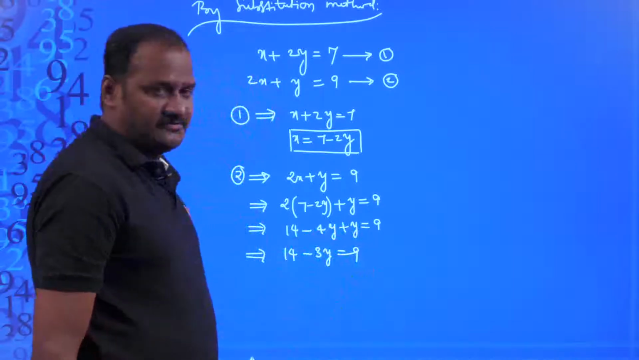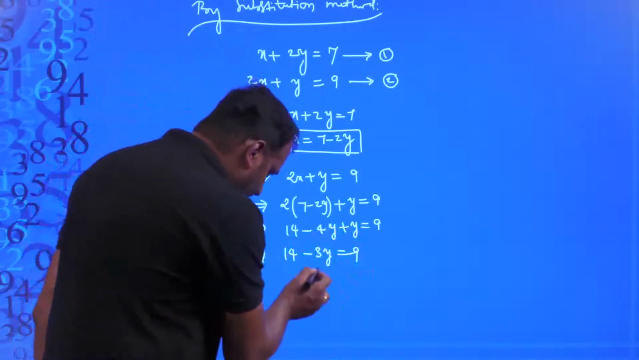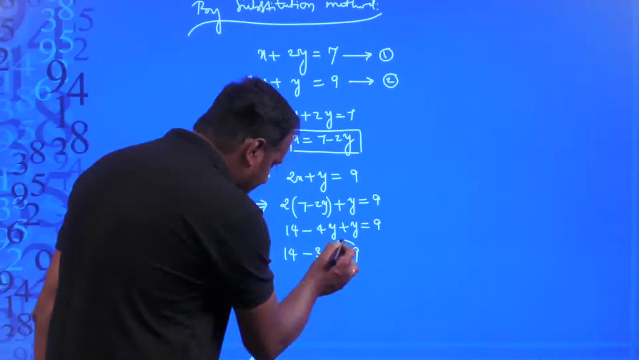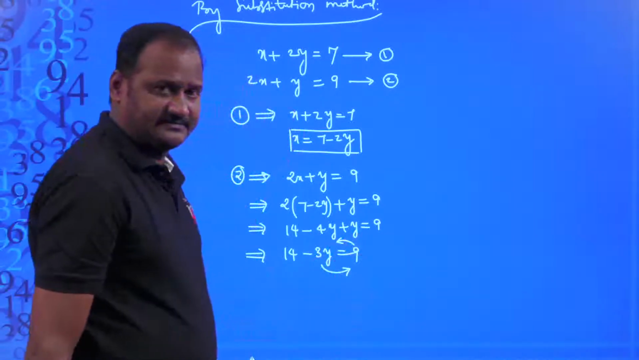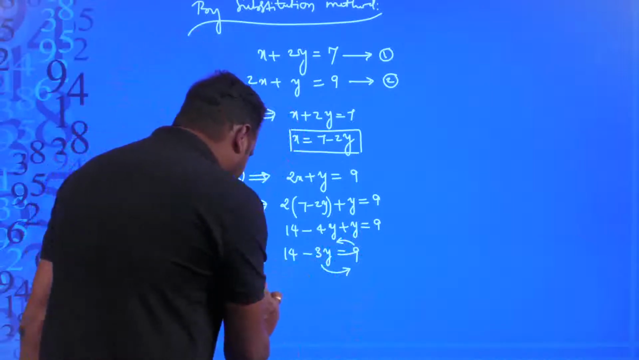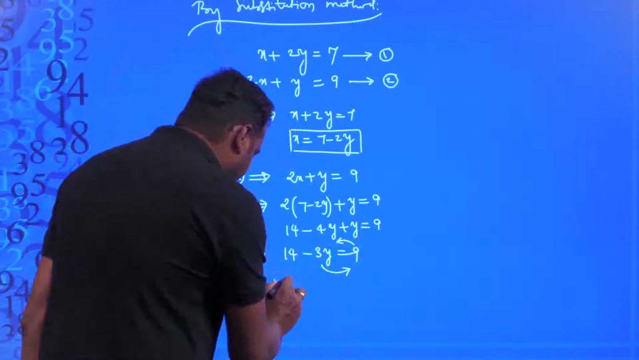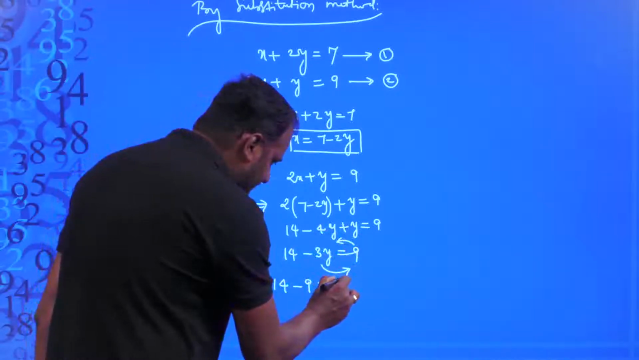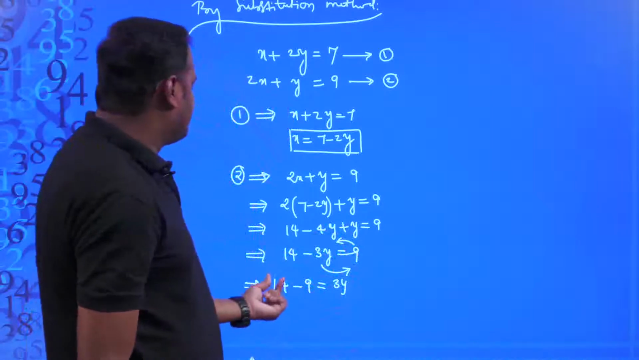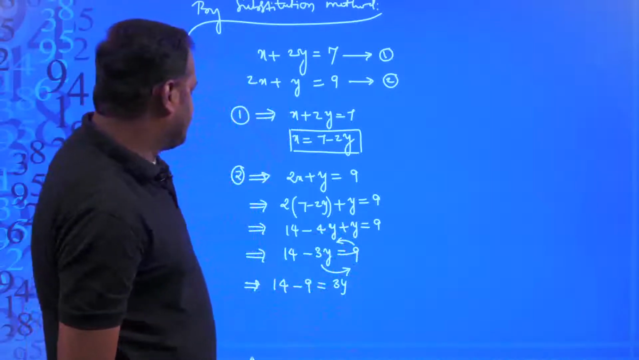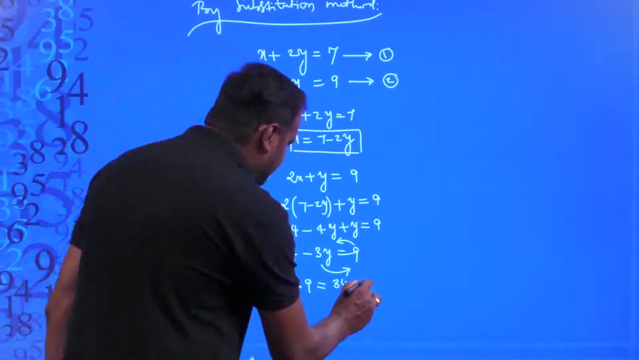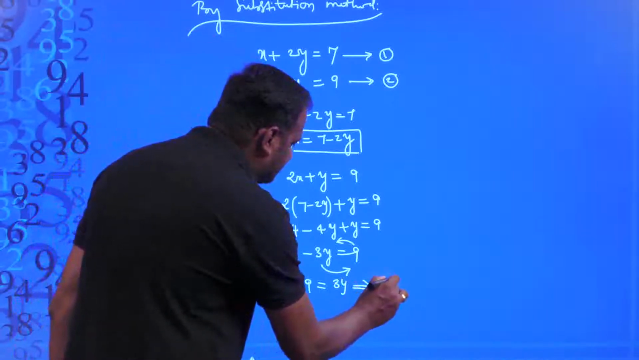But you want the value of y. That is why you transpose 3y towards the right hand side and plus 9 towards the left hand side. Got it? Then already you have 14 here. So, that 14, transposing plus 9 towards the left hand side. So, minus 9 is equal to minus 3y would become plus 3y. What is 14 minus 9? 14 minus 9 is going to be 5. So, this is 5 is equal to 3y.